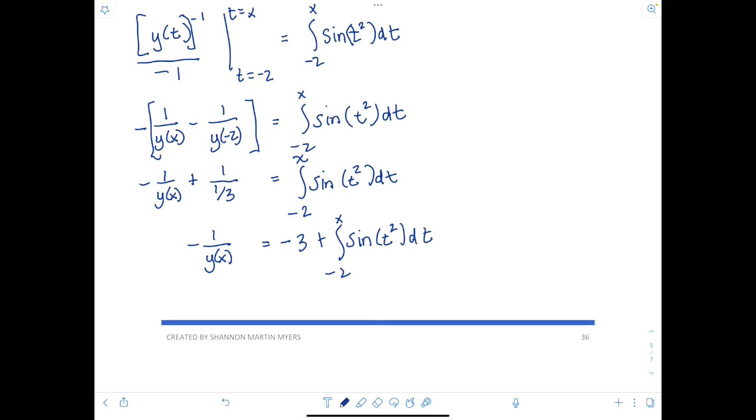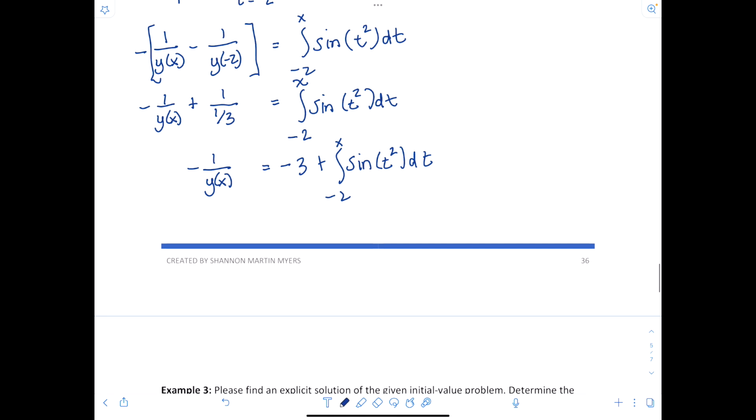And then now when I go ahead and get y at x in the numerator, multiply through by the negative, we'll have y at x is equal to the quantity positive 3 minus the integral from negative 2 to x of sine at t squared dt. That whole thing will be raised to the negative 1, part of getting y at x in that numerator. Okay? And that's it. Believe it or not, that is the answer.